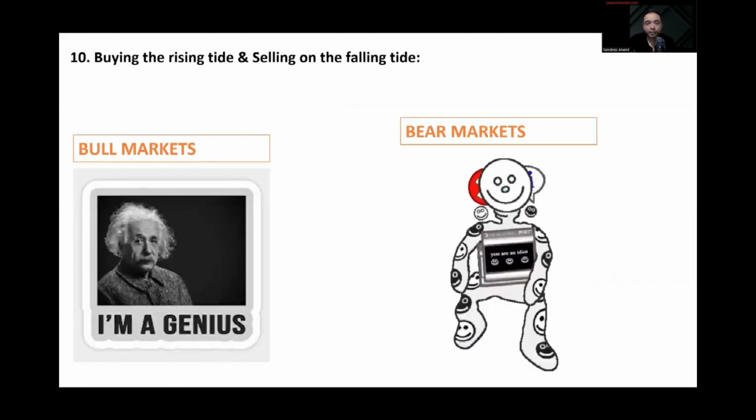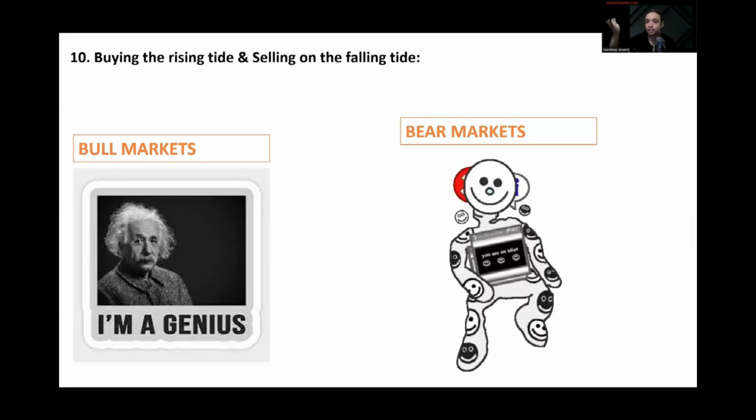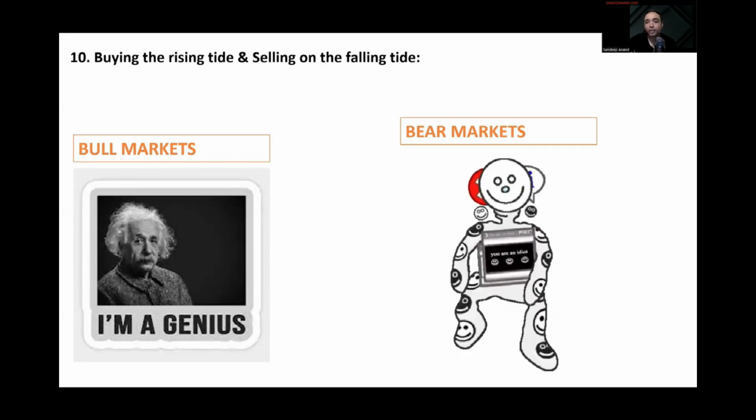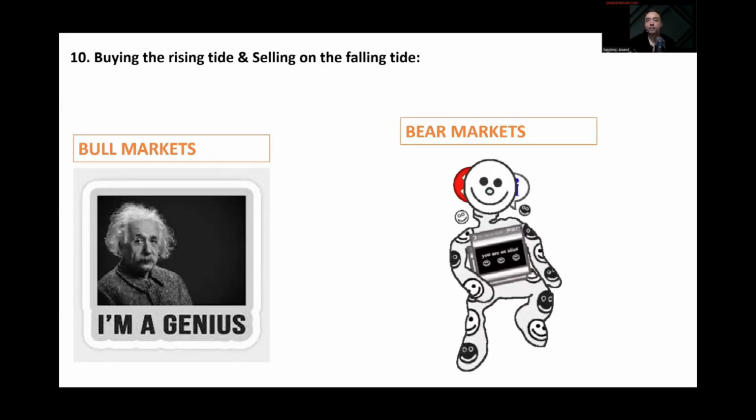The last mistake here in the module: buying the rising tide and selling on the falling tide. Rising tide, when I say that, I mean the bull markets. When prices go up, all the stocks go up, all the junk stocks go up, all the junk bonds go up, everything goes up, right? That's a rising tide. It lifts everything. And a falling tide is when everything comes down, even quality companies.